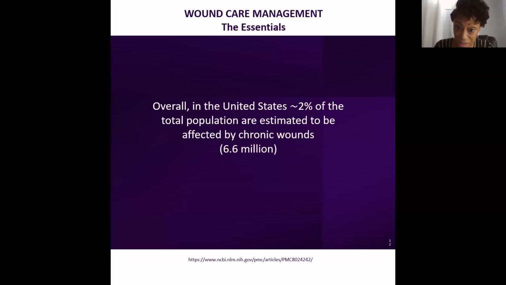Here in the United States, approximately 2% of the total population are estimated to be affected by chronic wounds. And by my math, that's about 6.6 million people here in the United States. And this number is expected to rise as the population becomes older and as comorbidities continue to plague our population.